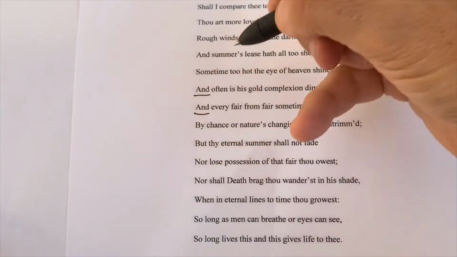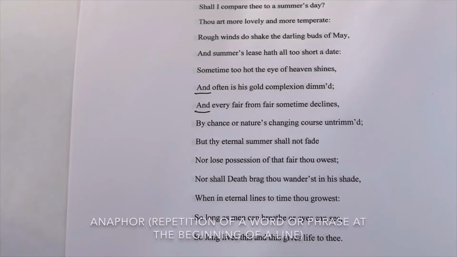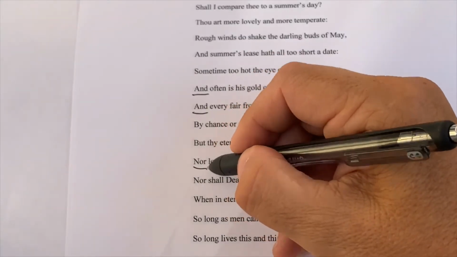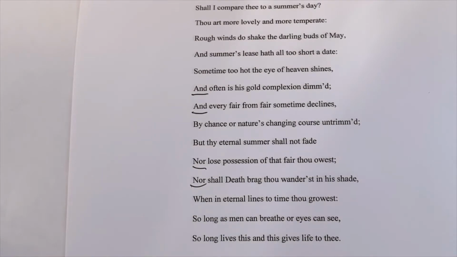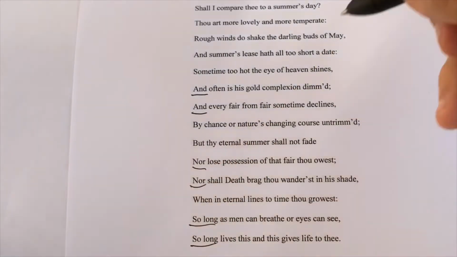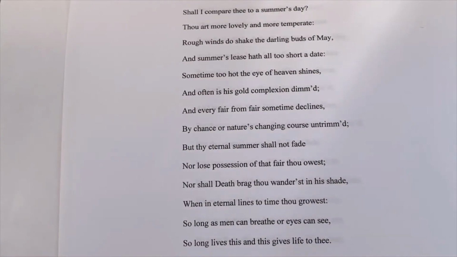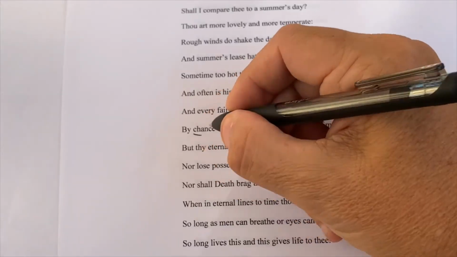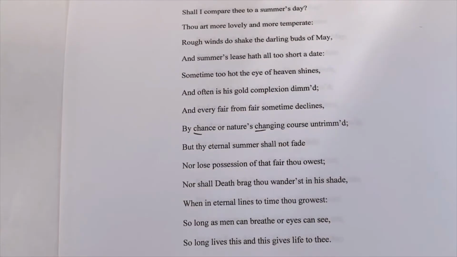There is also repetition along the edges of the lines. And. We call this an anaphora. It's the repetition of a word or phrase at the beginning of the line. Nor and nor. And finally, so long, so long. There's another figure. It's called alliteration, and that is the repetition of a consonant sound. Chance and changing.